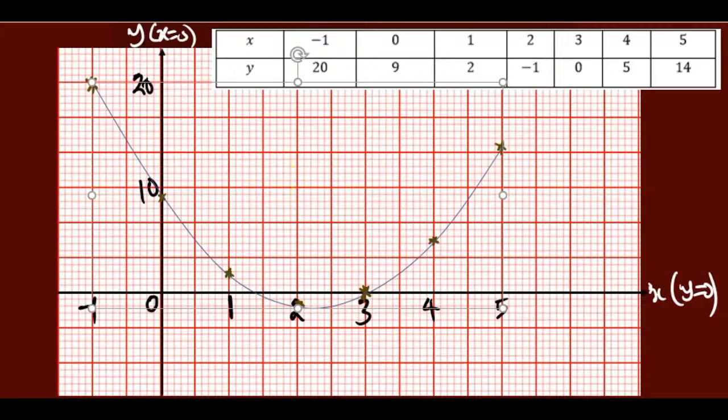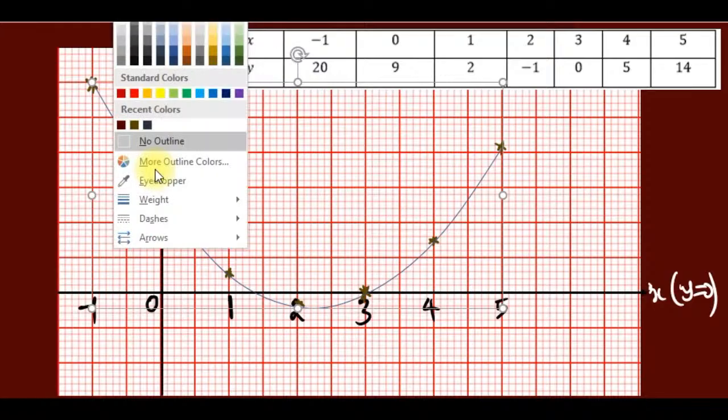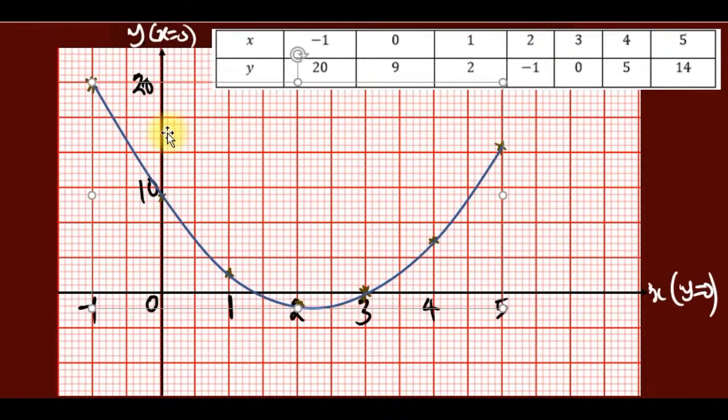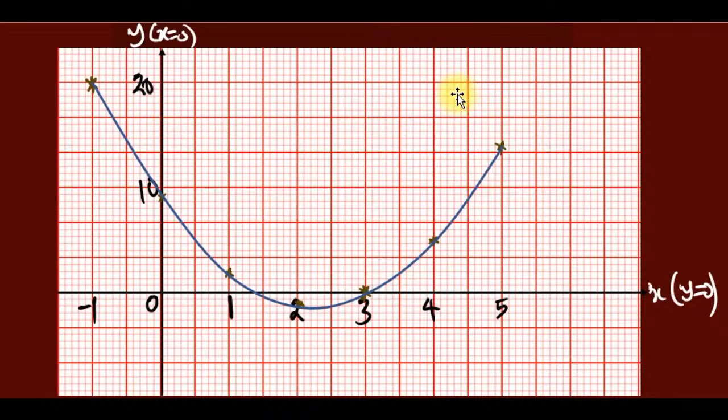Maybe let's change the color. Let's change the thickness and color. Maybe the color is okay. So that's our curve. Let's leave it blue. So we don't need this table again.